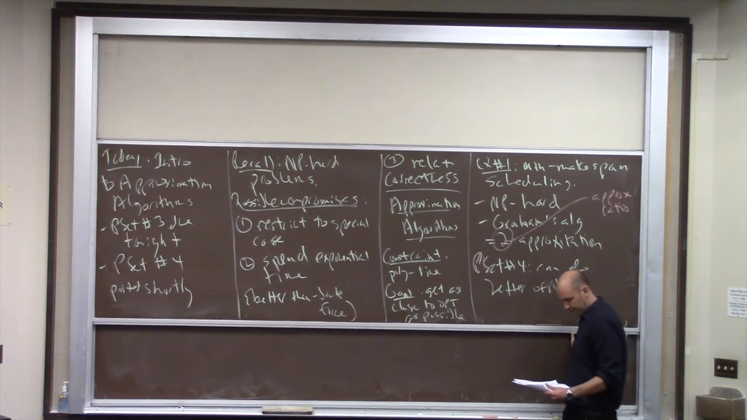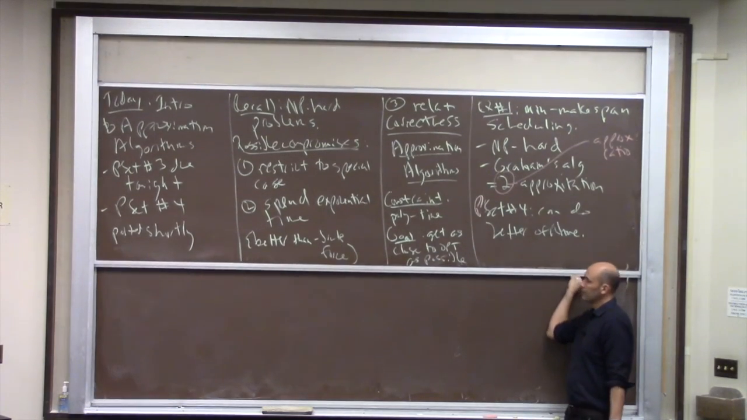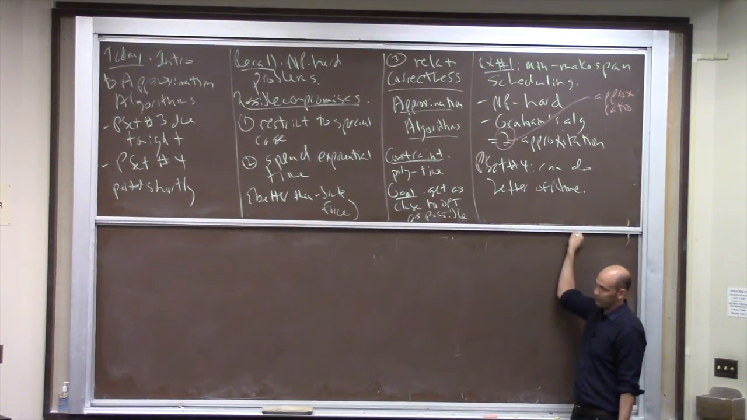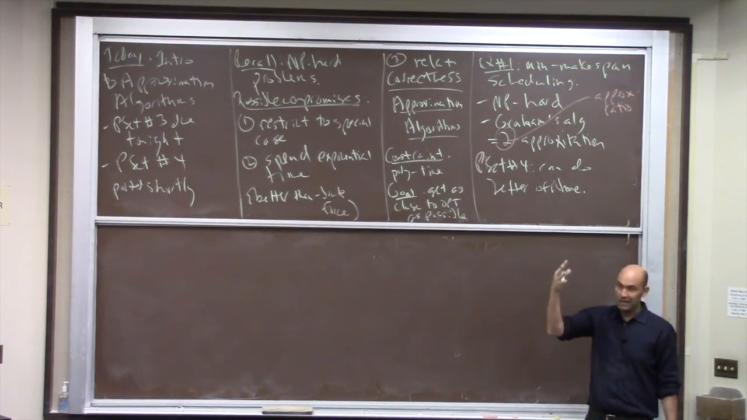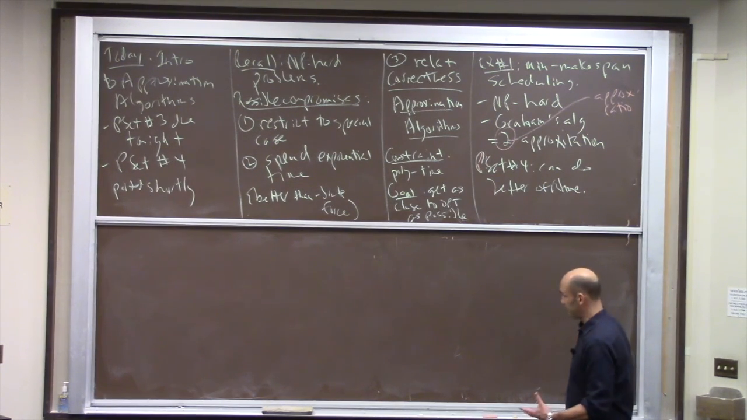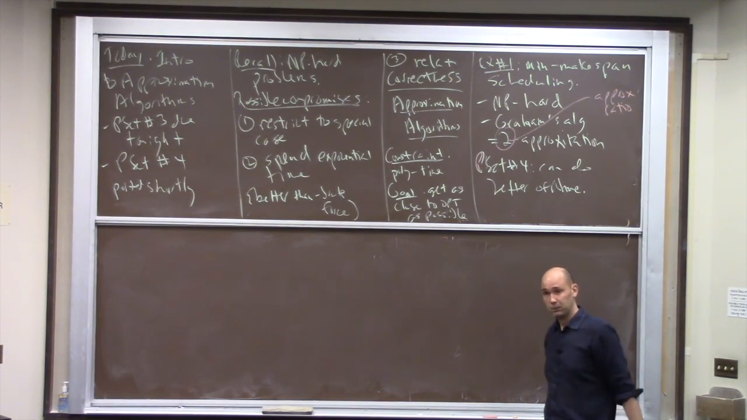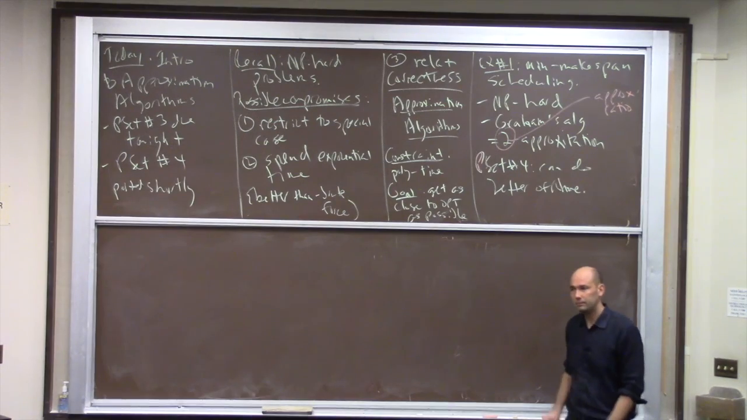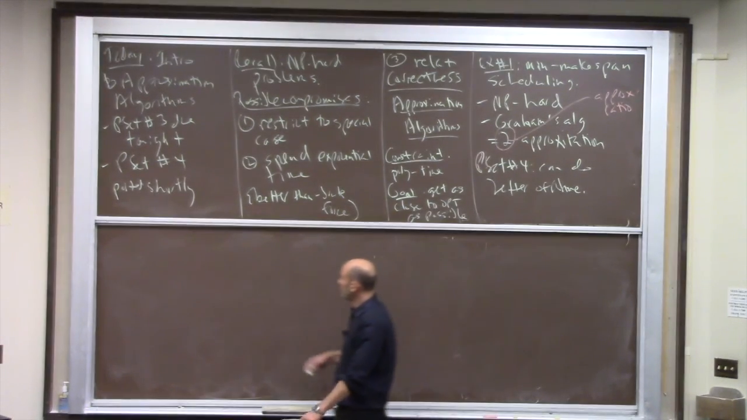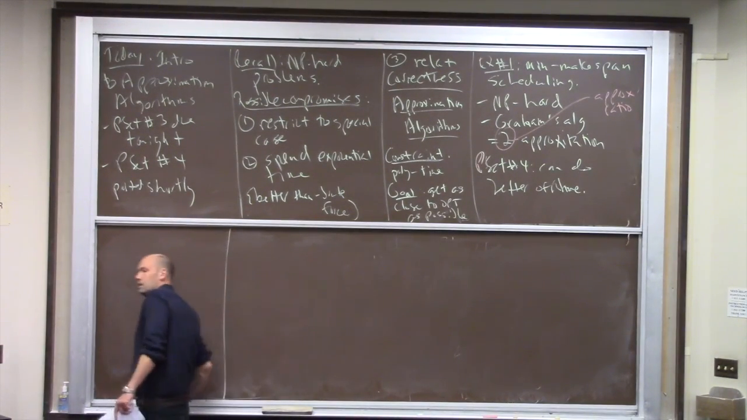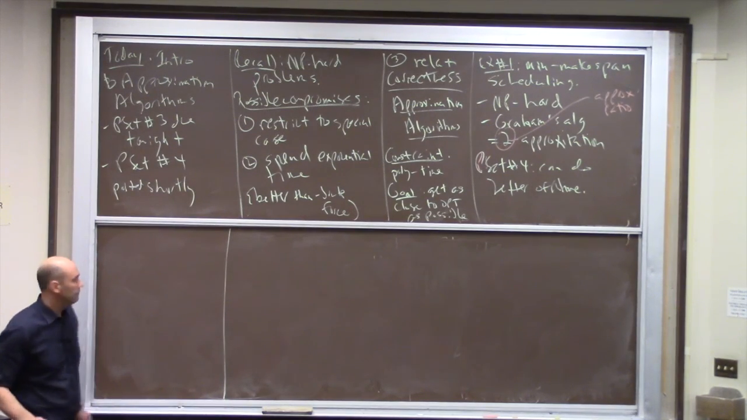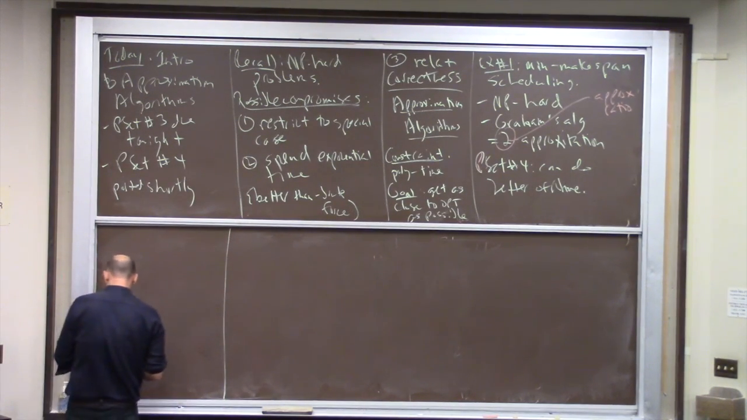Okay, so that's example 1. I want to go through two more examples, just to reinterpret previous stuff you've seen as approximation algorithms, then we'll do a new example. So any questions so far? Okay, so example number 2.